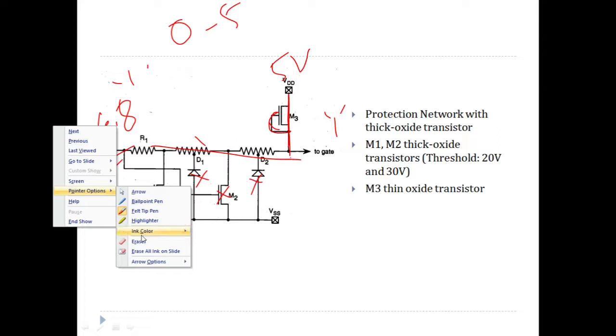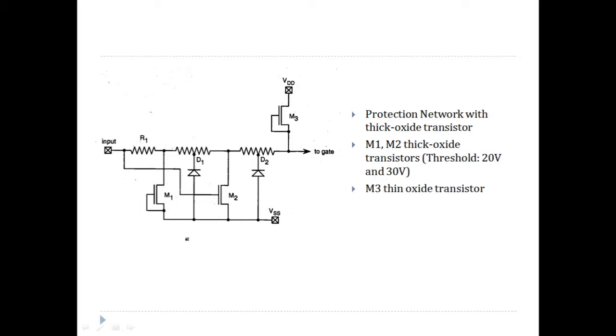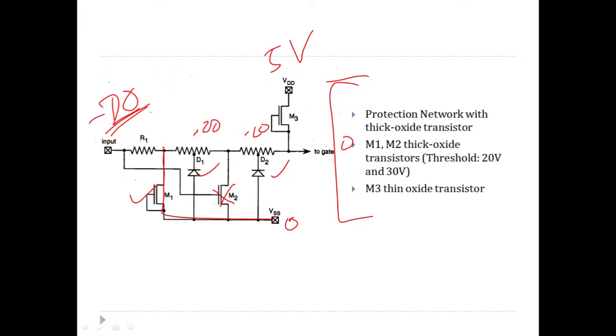Now let's consider the third case, where a large negative voltage is applied, minus 10 volt or minus 20 volt, let's assume minus 20 volt. In this case you can see this will be off, but this transistor will be on. This diode is also on, because the cathode is at a negative potential, minus 20, and VS, that is ground, is zero. So these diodes are on, and this transistor is also on, so it will try to pull this voltage to zero. If it is minus 20, it will protect at minus 20 and try to pull it to zero volt. So it will be protected from the large negative voltage.